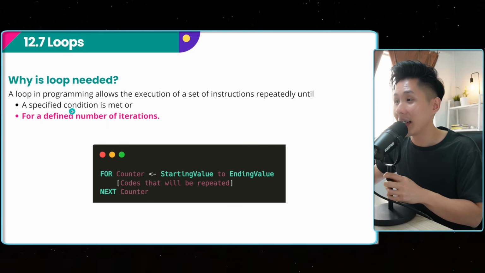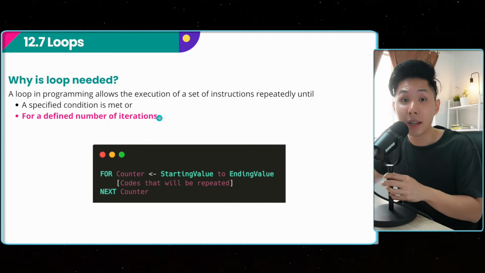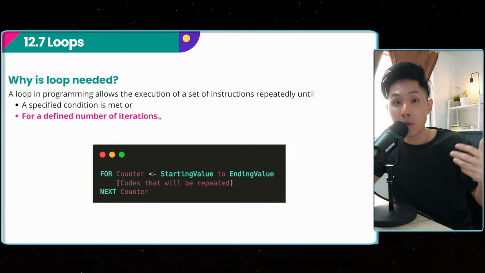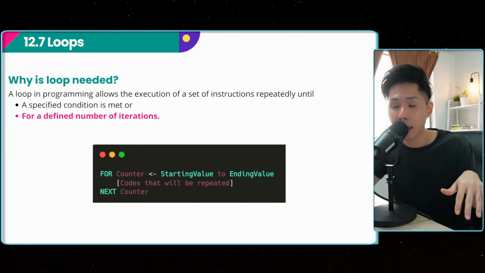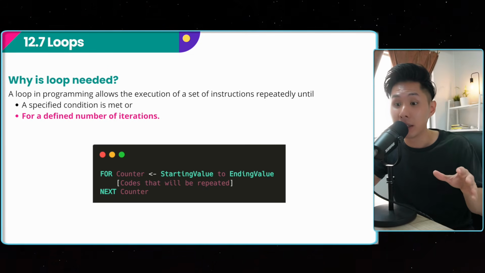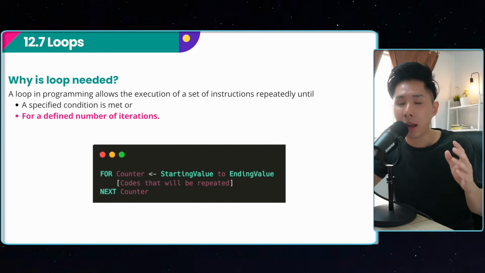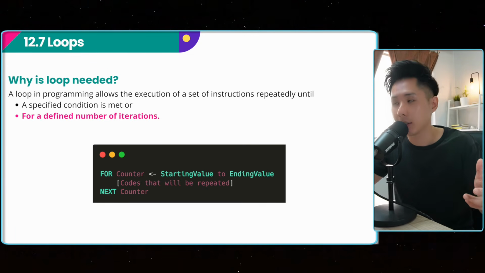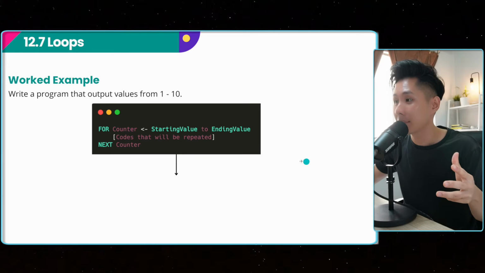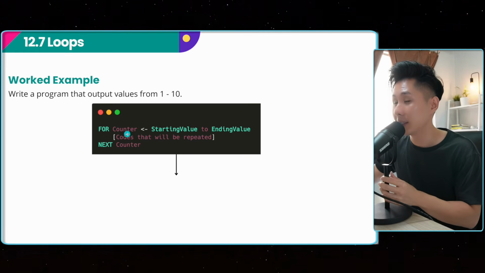So another thing that loops can be used for is to repeat a defined number of iterations. What we have seen so far is that our code will repeat until a condition is met. But what if we want it to repeat a certain number of times, meaning regardless of the conditions, I want you to repeat 10 times, 100 times, 1,000 times? This is when a for loop comes into play.